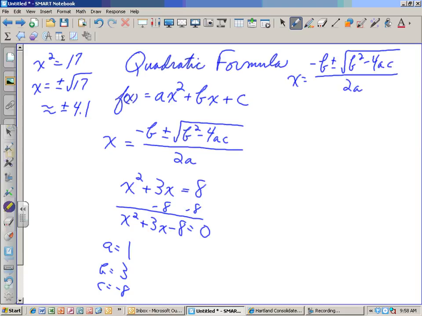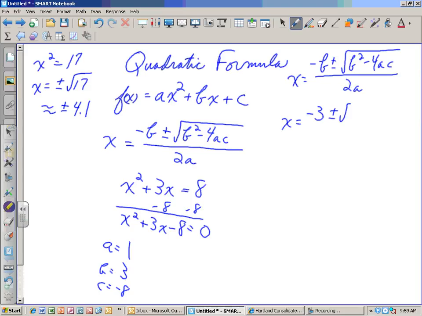Because you're going to have to memorize it. And if you're writing out this equation for every problem, by the time your homework is done, you'll have it memorized. Okay? So x is equal to, I want the opposite of b. So instead of 3, it's going to be negative 3.